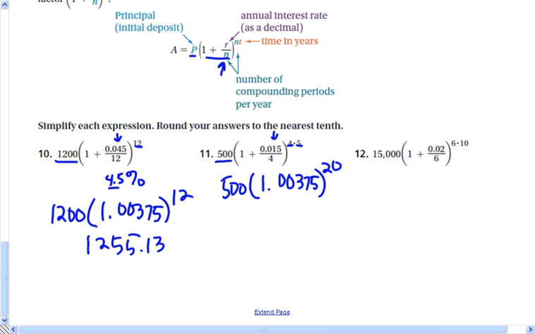Okay. This last one, we have $15,000 in the account. The interest rate is 2%. We're doing it 6 times, which means every 2 months. 6 times to the 6th power would be 1 year, but we're doing it times 10, so that means we're doing 10 years worth here. So let's try some of those.